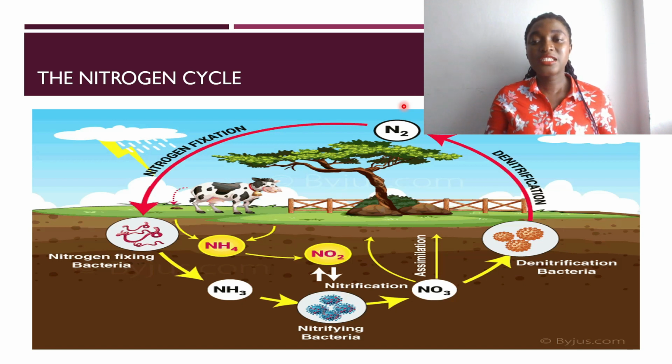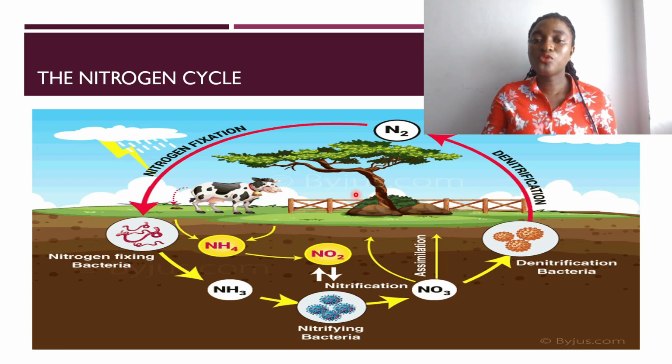So in a nutshell, this is what we've done so far. We first had nitrogen gas. Nitrogen gas was fixed into the soil by nitrogen fixing bacteria, by lightning, and so on and so forth. The nitrogen fixation that happened converted the nitrogen gas into nitrate. Now this nitrate was absorbed. So this is what happened here. This nitrate was absorbed by this plant.